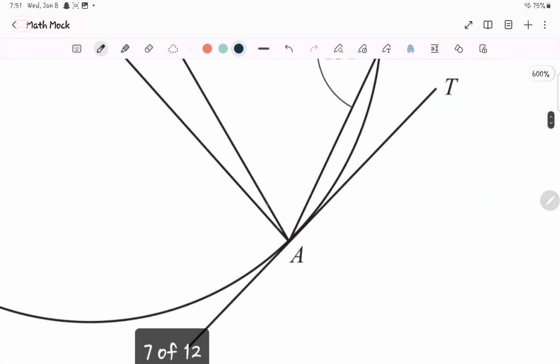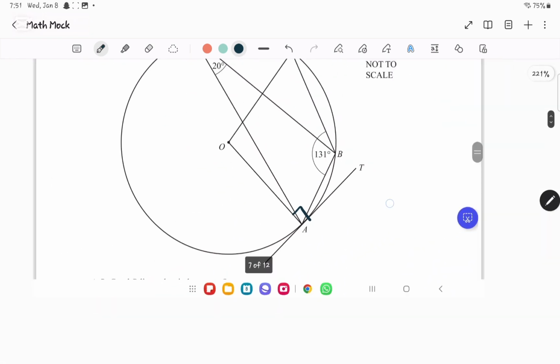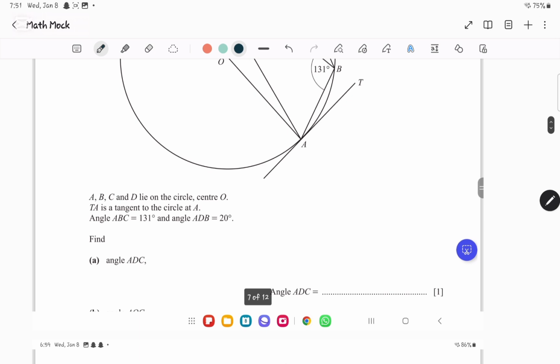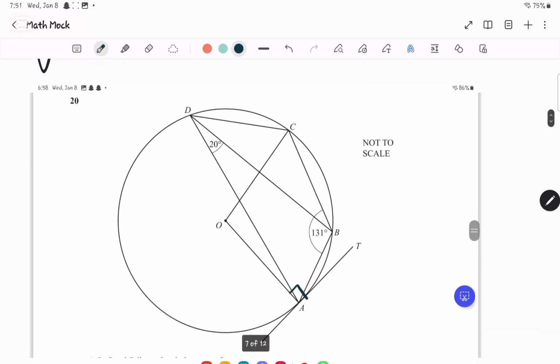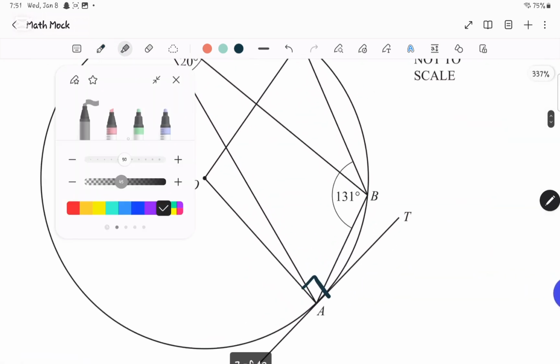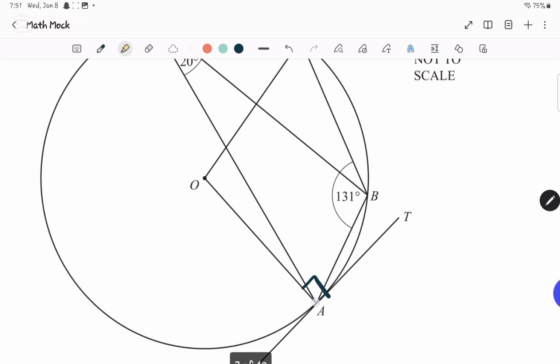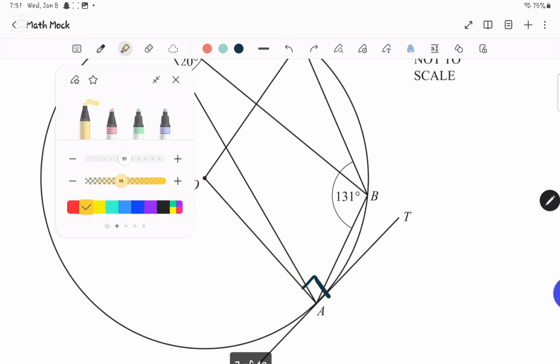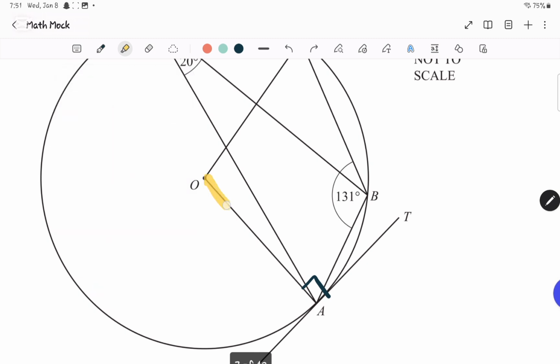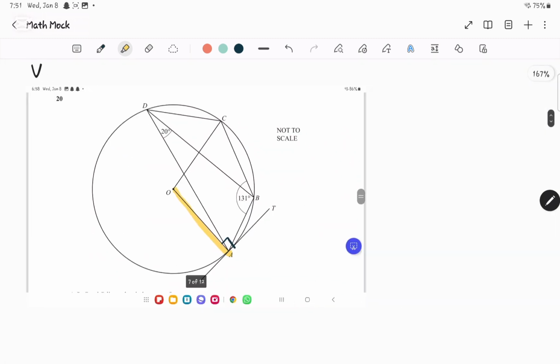So let me just draw it. TA is 90 degrees then. Also pay attention to which line I did it. Let me take the highlighter for a second. All right, I highlighted from this line. Let me just make it a bit smaller. I did the perpendicular from this line over here.